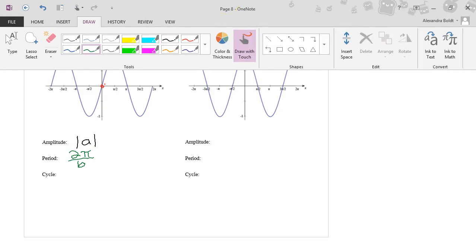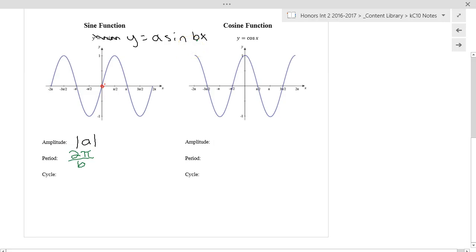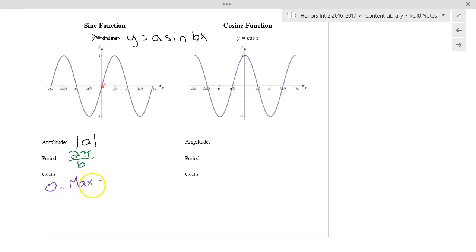And then our cycle for a sine function starts at 0. That's what you notice here. Then it goes to its max, or it will go up. It'll go back to 0, then min, and at 0 it restarts. So at 0, max, 0, min, 0, max. I could keep going forever, following that pattern.